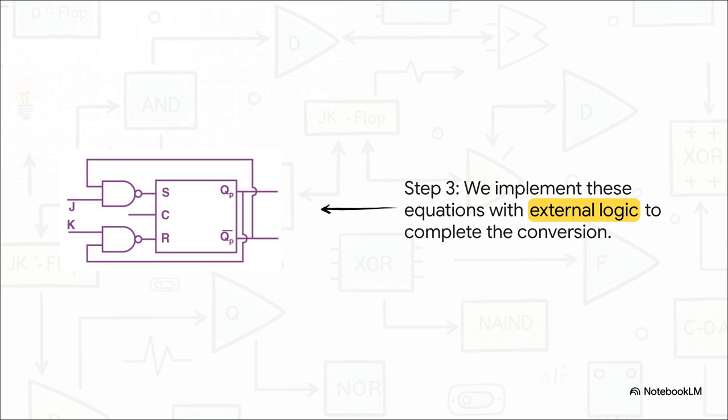Simple. For the R input, the equation was R equals K and Qn. So we get another AND gate, connect the external K input and the Qn output to it. And that's it. We're done. This whole thing now works exactly like a JK flip-flop.